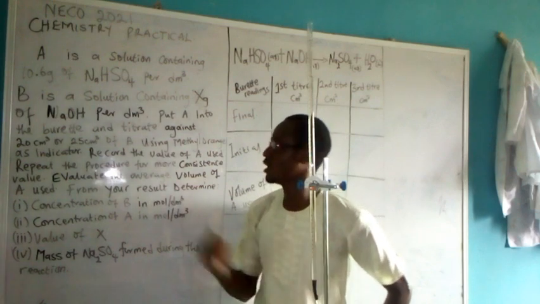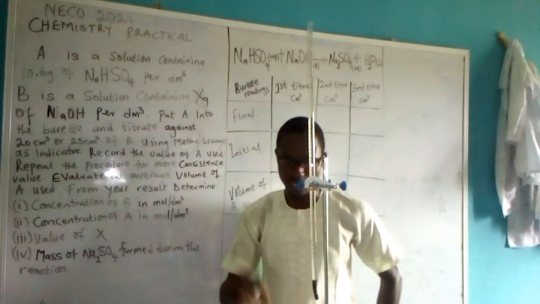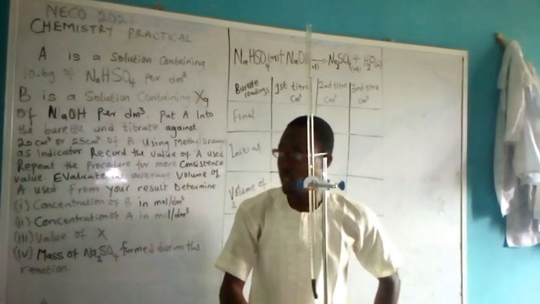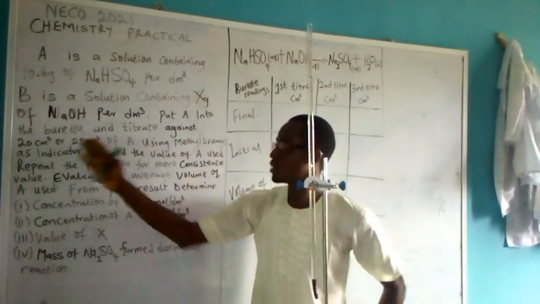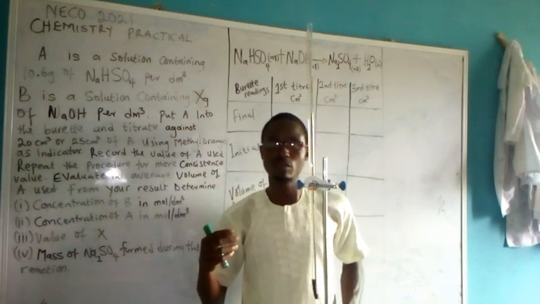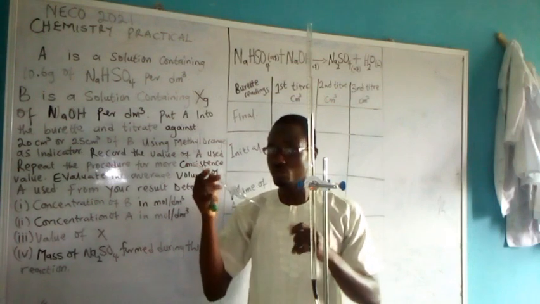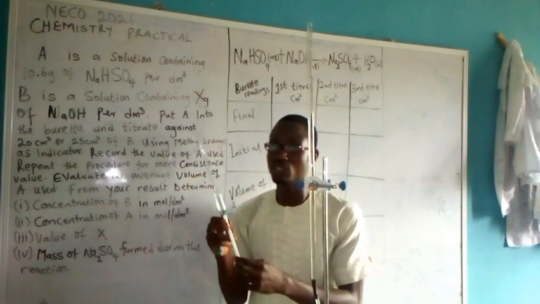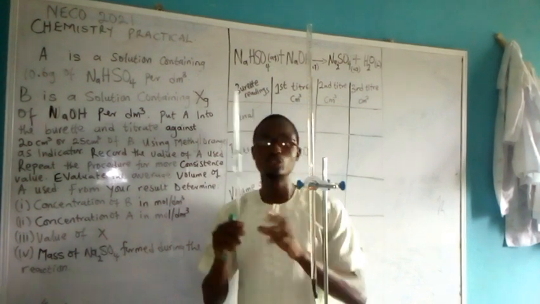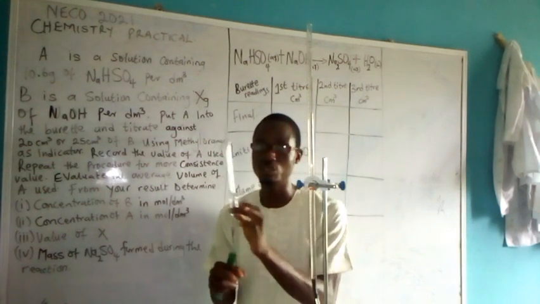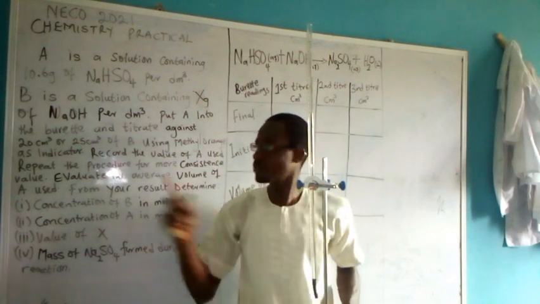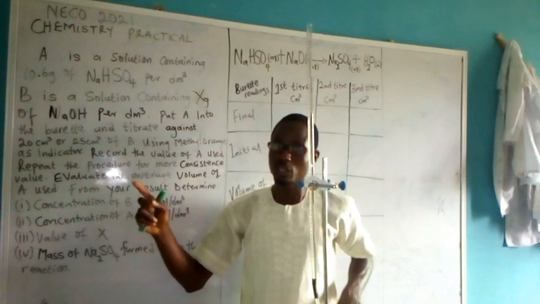The procedure says put A into the burette. A happens to be our acid, which is in the beaker labeled A. Then we titrate against 20 or 25 centimeter cube of B. The 20 or 25 corresponds to the volume of the pipette used, so the volume of the pipette determines the volume of the base. However, this is 25 centimeter cube, which means that our volume of B used in this video is going to be 25 centimeter cube.